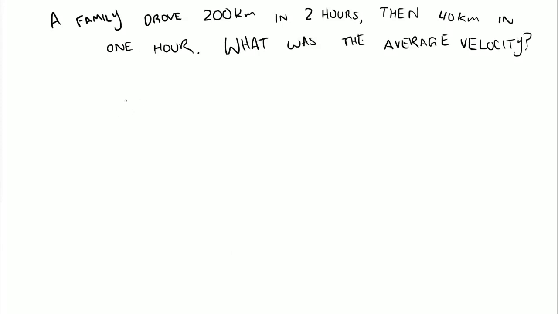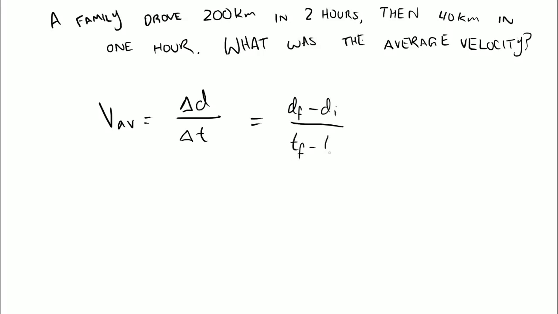Our formula for average velocity is v_av equals delta d over delta t. Okay? And that is equal to our final position minus initial position, d_f minus d_i, over t_f minus t_i.